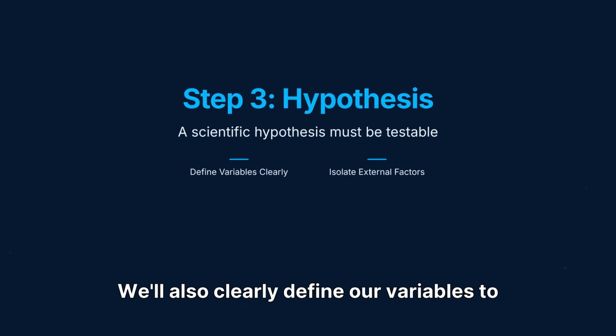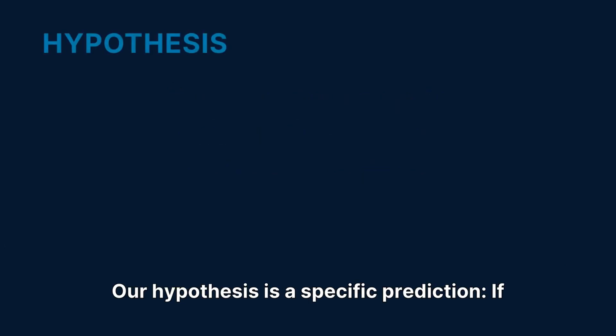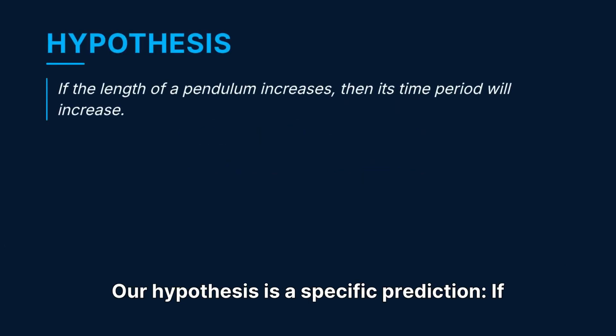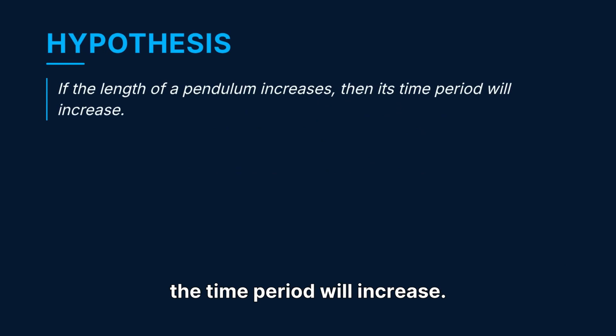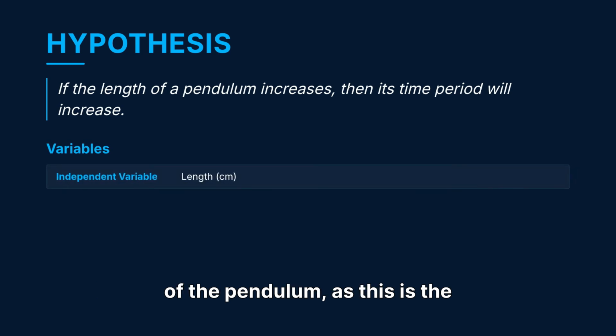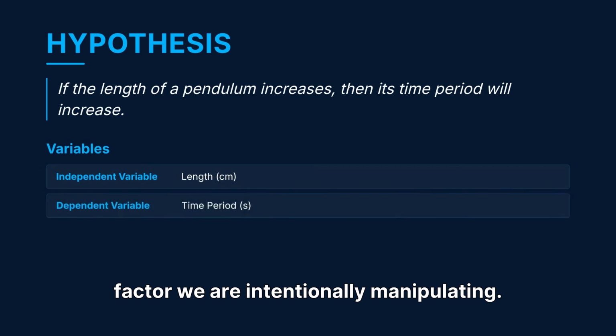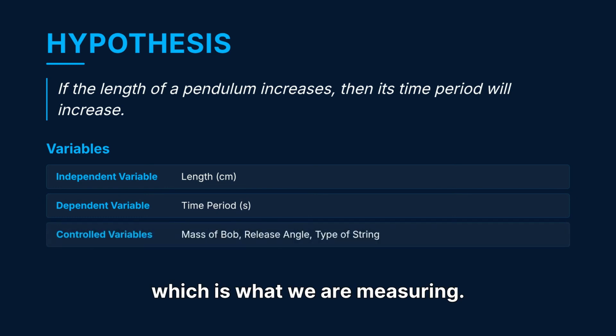We'll also clearly define our variables to ensure a fair test during our experimental design. Our hypothesis is a specific prediction. If the length of the pendulum increases, then the time period will increase. Here, the independent variable is the length of the pendulum, as this is the factor we are intentionally manipulating. The dependent variable is the time period, which is what we are measuring.